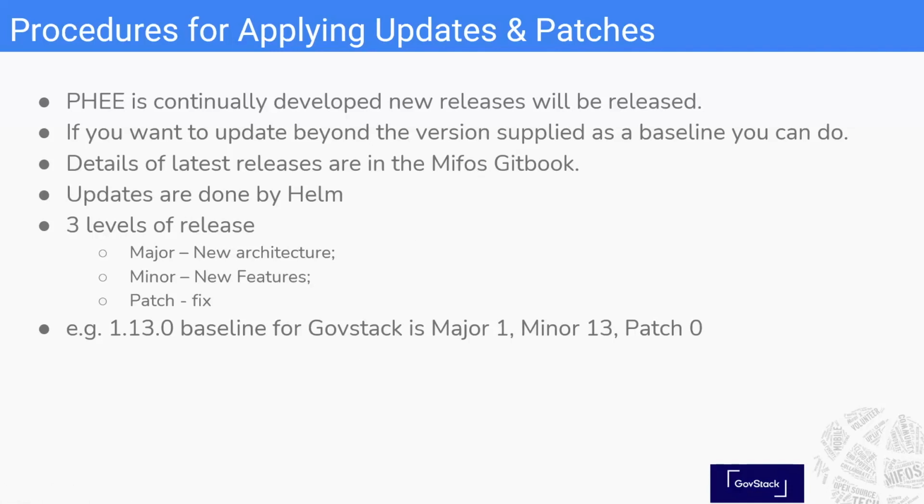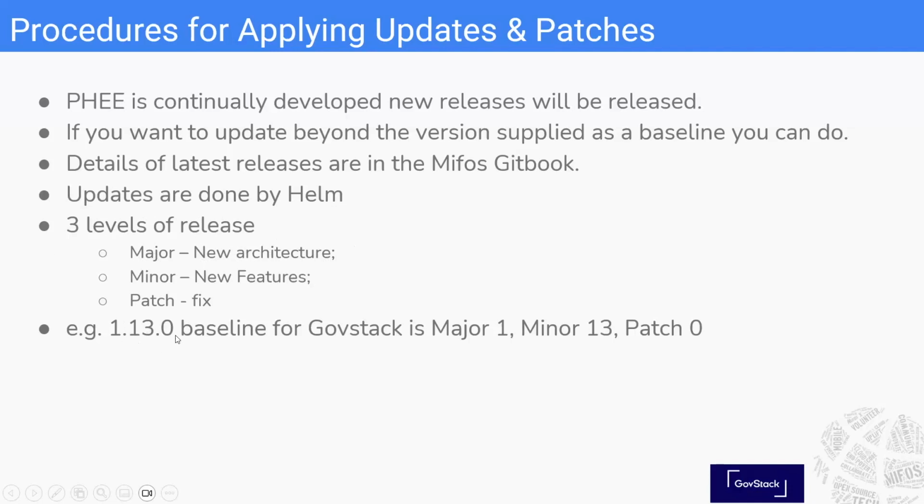is now stored in the Govstack Confluence repository, and it's linked at the end of this deck when we get to it. But for latest releases, that will always be maintained in our Git book so that anybody can actually go and implement it. Updates will always be done by Helm so that you can actually choose components you want to update, or you can update the whole system. And we have 3 levels of releases effectively, and this goes into all our release candidate versions. So you have major releases, you have minor releases, which are new features, and you have patches.